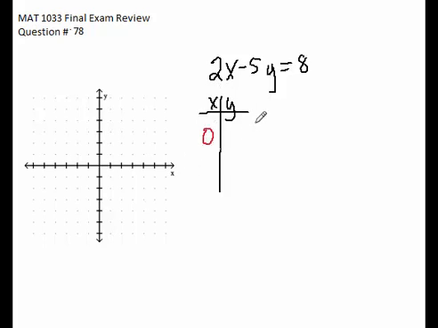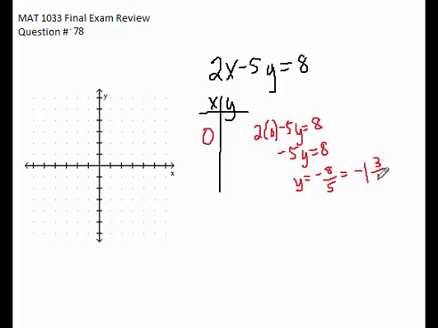So I'm going to let x be 0, and then I'm going to solve for y. So I'm going to plug in a 0 for x, and then I'm going to solve the equation for y. Y is equal to -8/5, and because we're going to graph it, I'm going to change that to a mixed number. So (0, -1 and 3/5) is going to be one ordered pair.